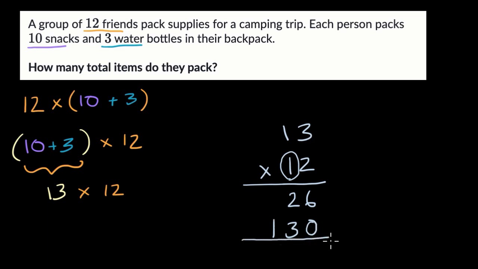And now I can just add things. 6 ones plus 0 ones is 6 ones. 2 tens plus 3 tens is 5 tens. And then I have that 100 there. So I get 156 is the total items that they pack. So this is equal to 156. And we're done.